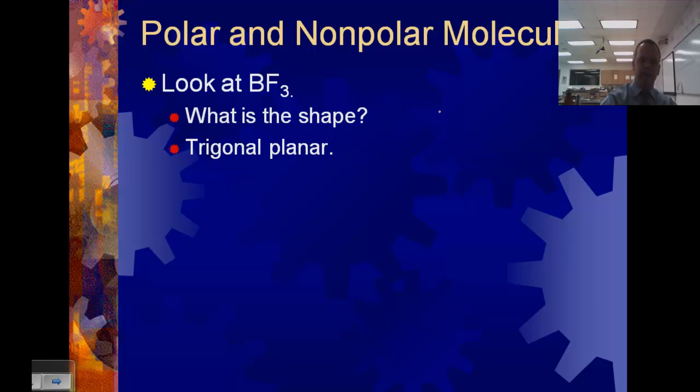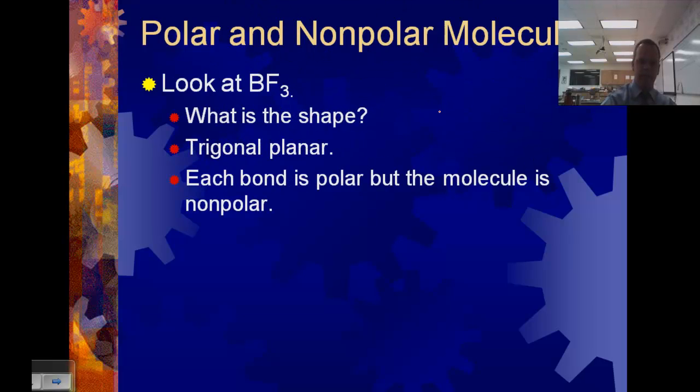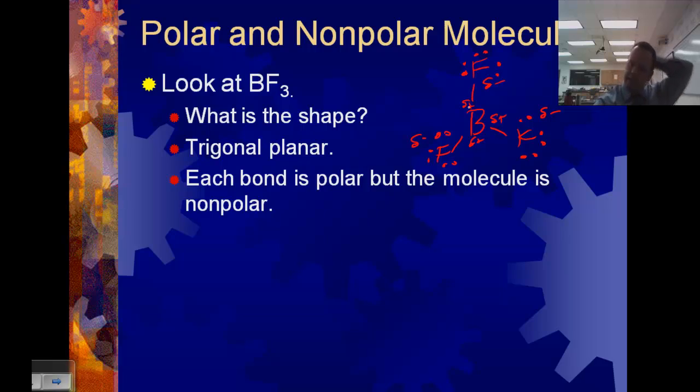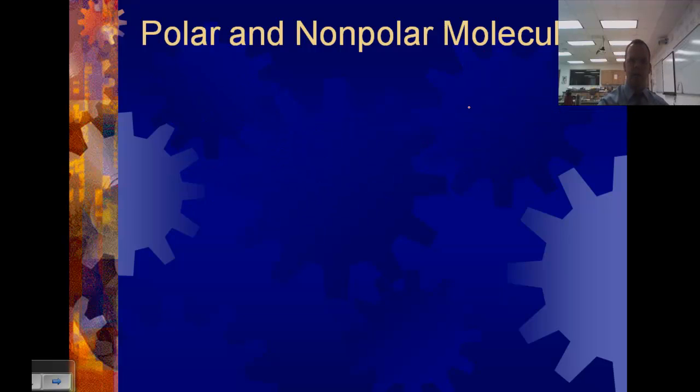Let's look at BF3. This is trigonal planar. Once again, polar bonds, non-polar molecule. You've got your three fluorines. The negatives are around the outside. Fluorine would get each of the partial negatives. Boron would get the positives of each bond. So it's got a positive center, negatives around the outside. It is non-polar.